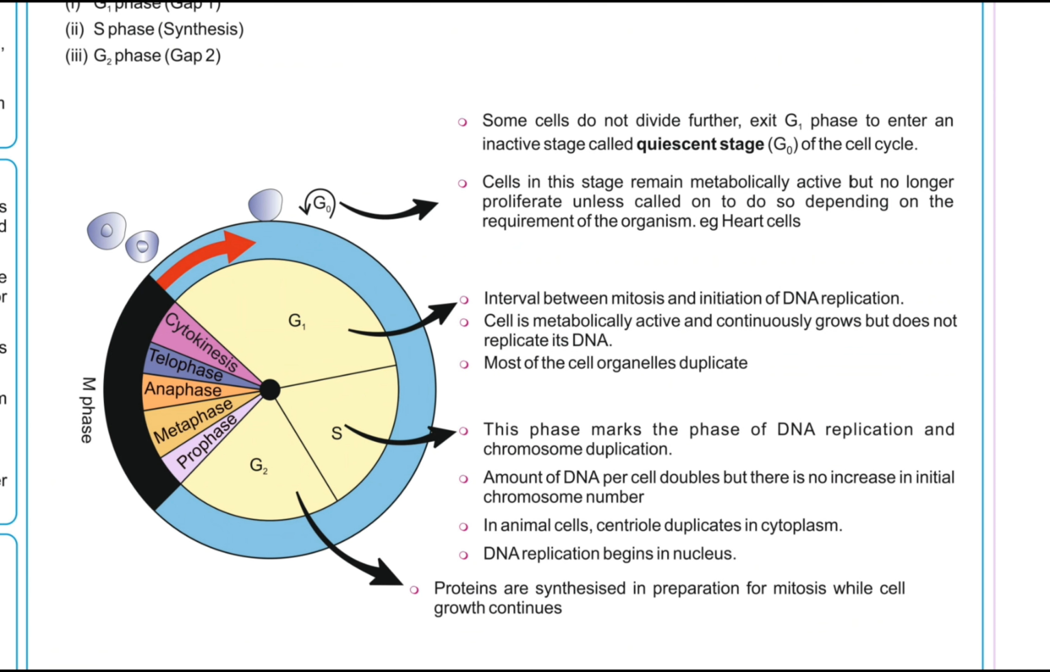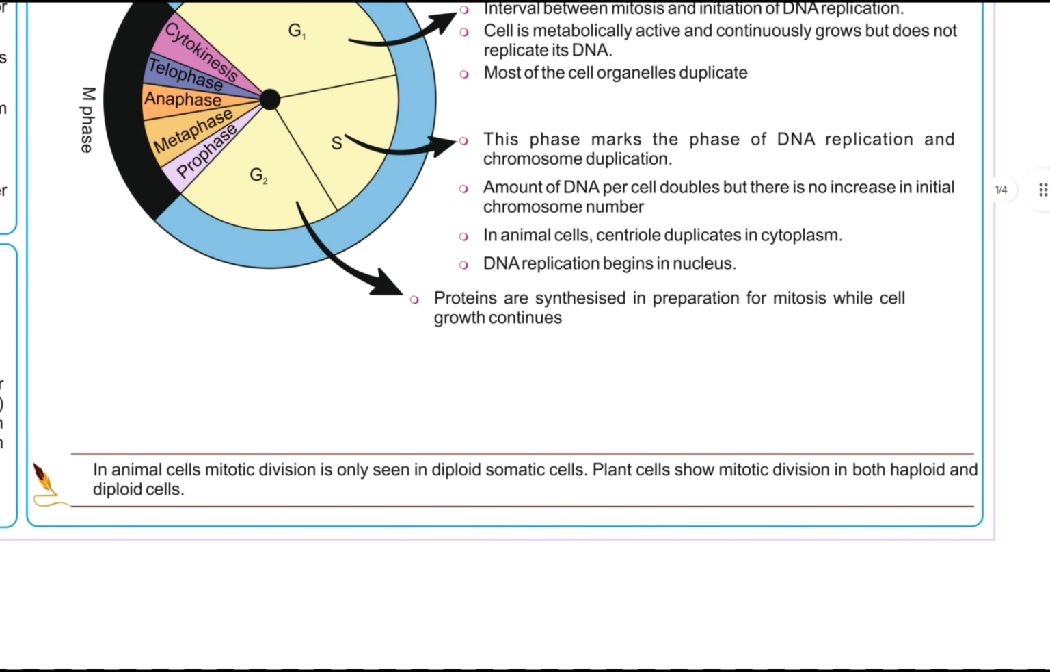G1 phase, interval between the mitosis and initiation of DNA replication. Cell is metabolically active and continuously grows but does not replicate its DNA. Most of the cell organelles duplicate. S phase. This phase marks the phase of DNA replication and chromosome duplication. Amount of DNA per cell doubles but there is no increase in the initial chromosome number. In animal cells, centriole duplicates in cytoplasm, DNA replication begins in nucleus. In G2 phase, proteins are synthesized in preparation for mitosis while cell growth continues.